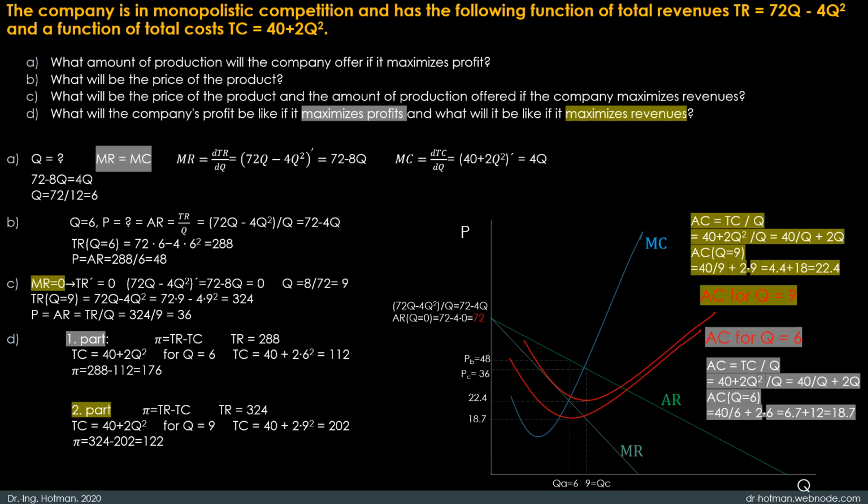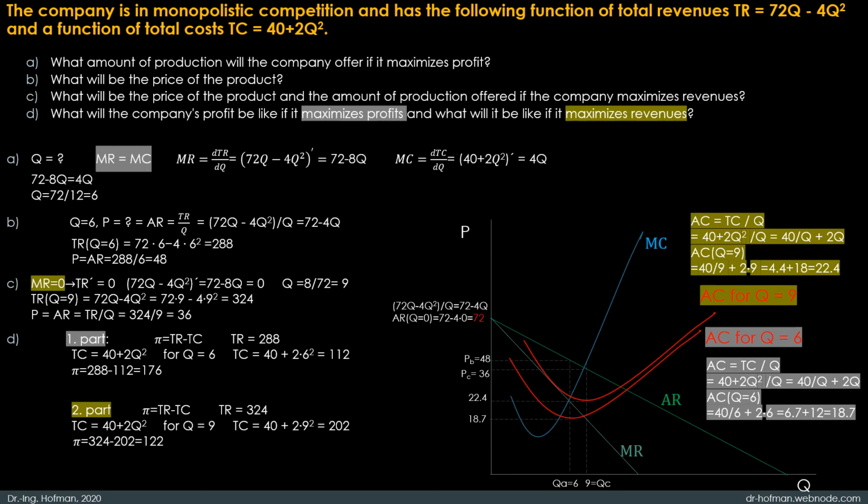I supply for Q this optimum quantity 6 and calculate that 72 times 6 minus 4 times 6 squared is 288. And now I can divide this to get average revenue. So total revenue 288 over Q, 6, is 48. With this I don't have only average revenue, but as you know from the theory, I also got the price. So the price of the product will be 48.